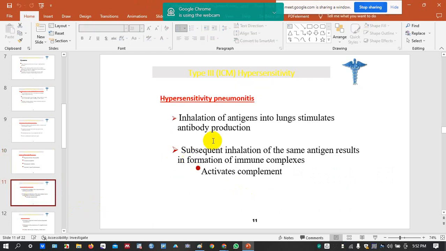So inhalation of antigens into the lungs stimulates antibody production. Subsequent inhalation of the same antigen results in formation of immune complexes, which activates the complement system. So in type 3, the complement system is activated.